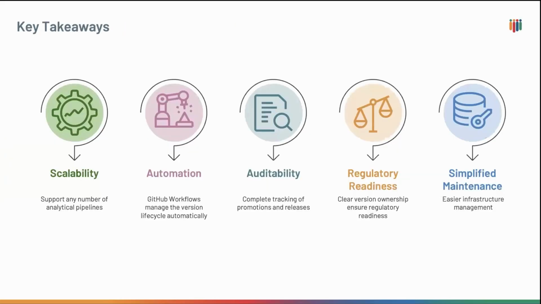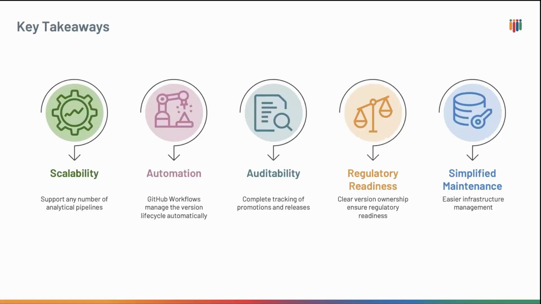Next slide, please. So, in summary, here are the key takeaways. First, scalability. By introducing decentralization along with the ConfigDB, we can now support any number of analytical pipelines, and it also improves automation with GitHub workflows managing the entire version lifecycle end to end. And we also gain full auditability with complete tracking of every version promotion and their release.